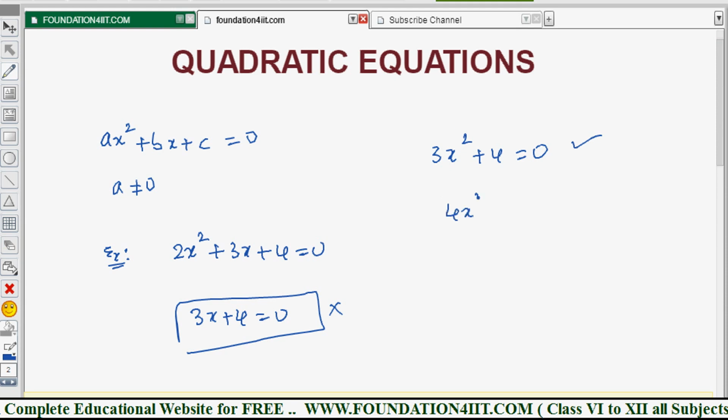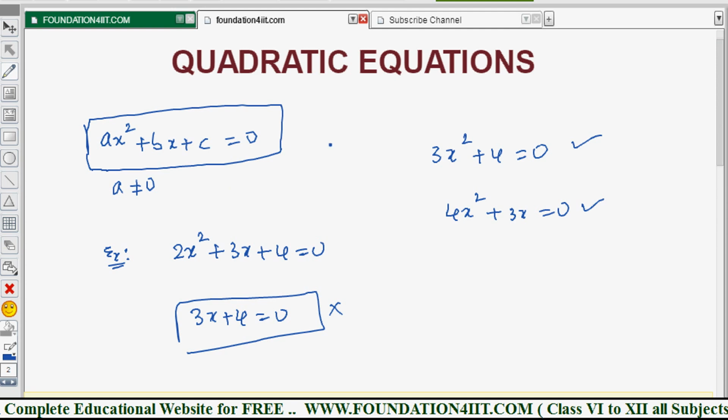Now 4x square plus 3x is equal to 0. In this there is no constant term, but this also is a quadratic equation, right? That means any equation of the form ax square plus bx plus c, where a, b, c are real numbers and a is not equal to 0, is called a quadratic equation, right?